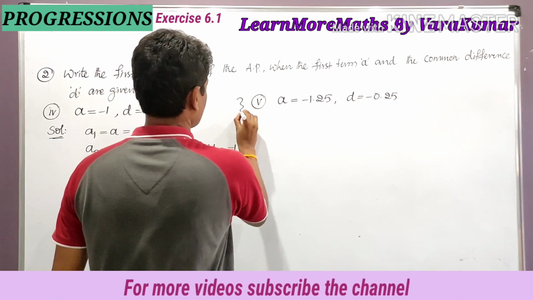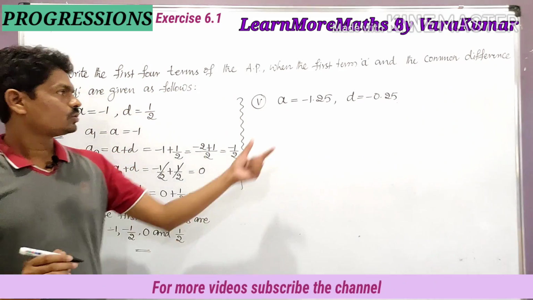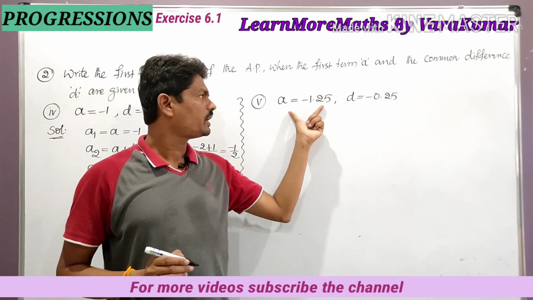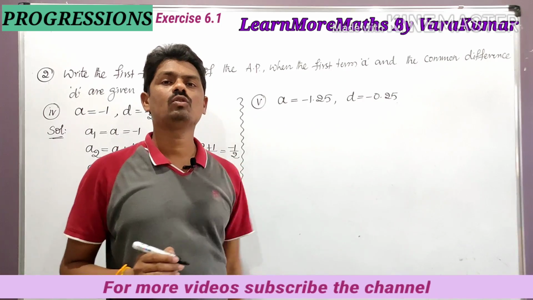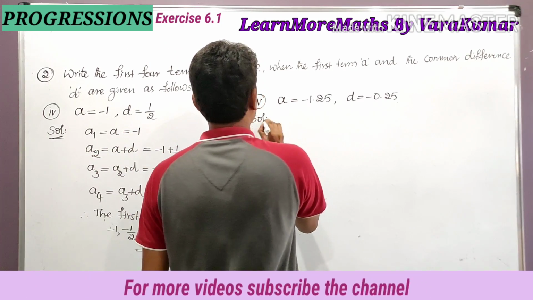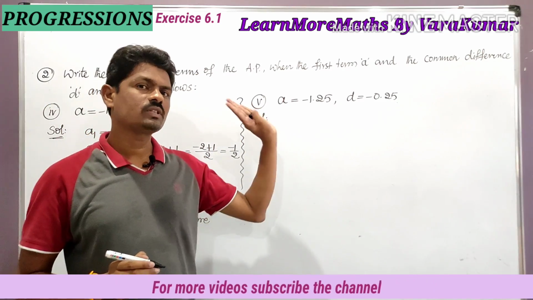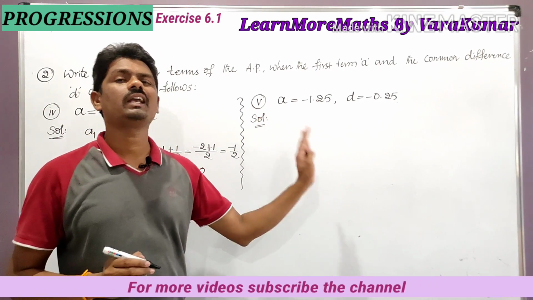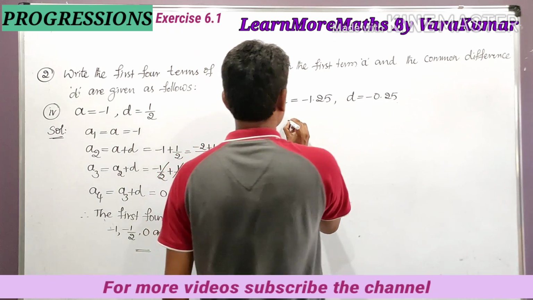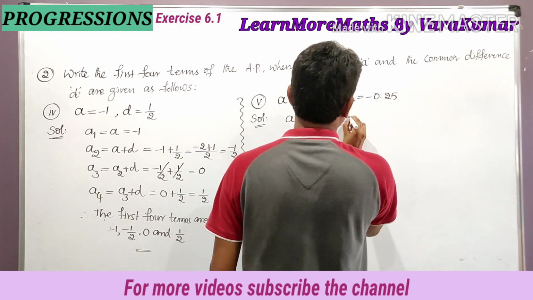So next, the fifth bit in the second problem. So A is equal to minus 1.25, D is equal to minus 0.25. Again, he is asking us to find the first 4 terms of the AP. So the first 4 terms are A1, A2, A3 and A4. So A1 is equal to A only, that is minus 1.25.